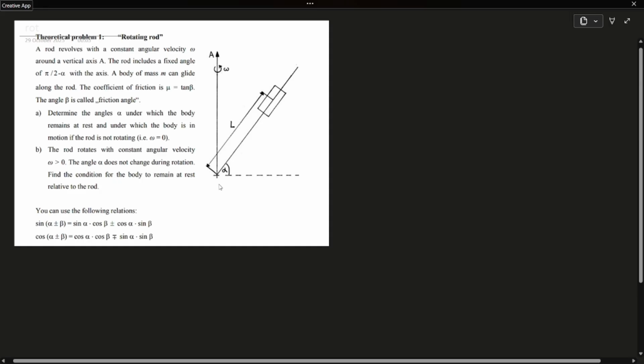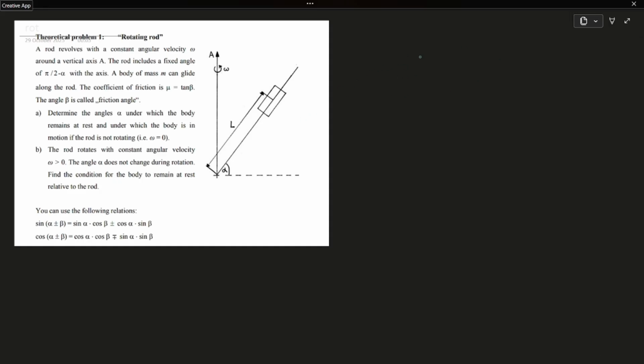So let's start. First we solve the A part, when the rod is not rotating. This is similar to an inclined plane question, right? So this is the A part.